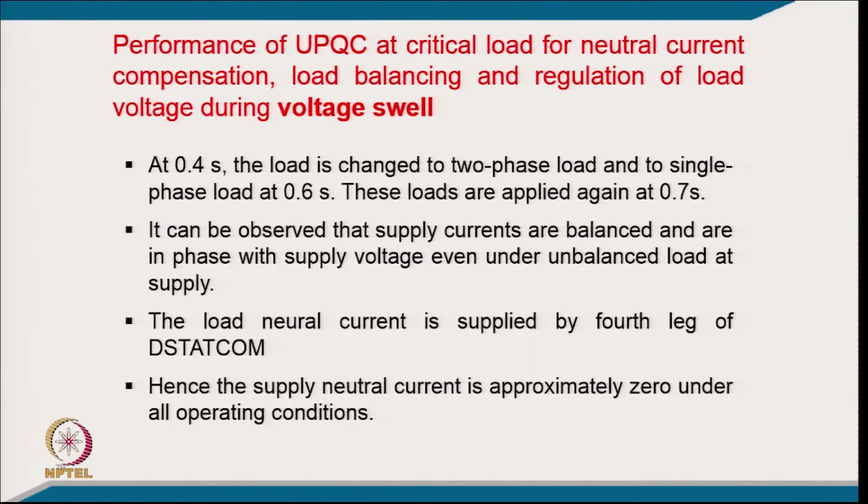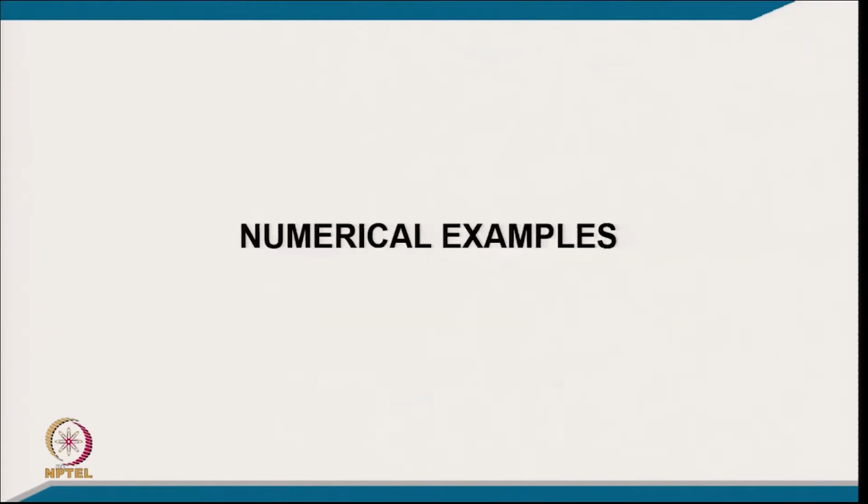And the load is changed at this time to two phase and then single phase, and these loads are applied again back. It can be observed that the supply currents are balanced and in phase with the supply voltage even under unbalanced load, and the load terminal neutral current is supplied by the fourth leg of the D-STATCOM, and the supply neutral current is approximately 0 under all operating conditions. So, with this we cover the case study. Now, we would like to discuss the numerical examples of this UPQC.